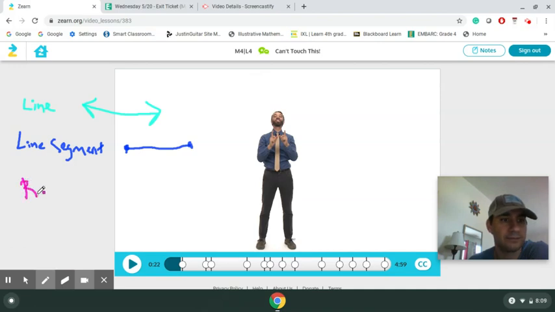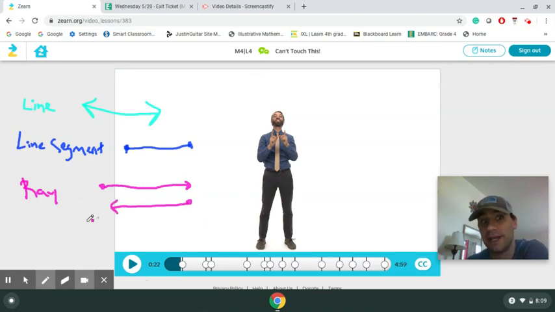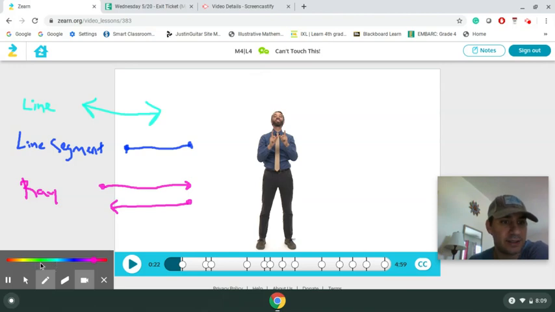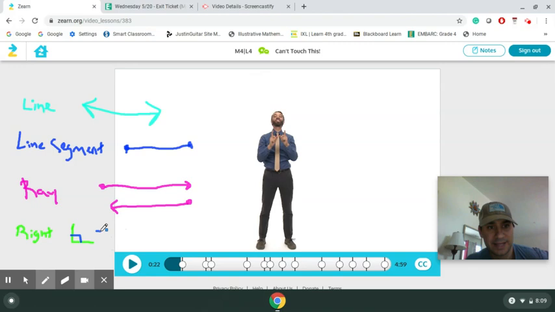A ray stops at one side and goes on forever in the other direction. It could also look like this. So it's got one endpoint and one arrow. Those are rays. And then last but not least, our pal over here told us about a right angle. That's like the corner of a square. And we know, because it's marked off with our right angle symbol, that it has a measure of 90 degrees. That's the measurement.